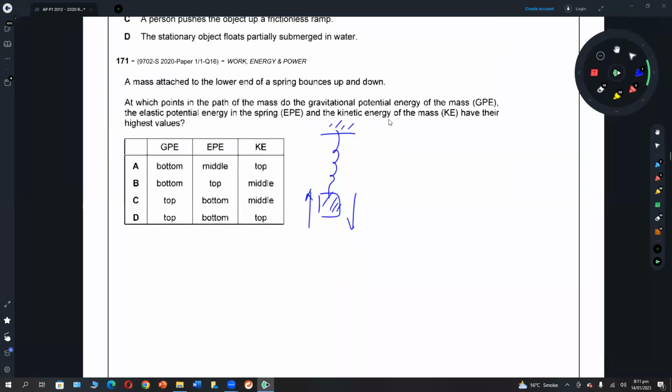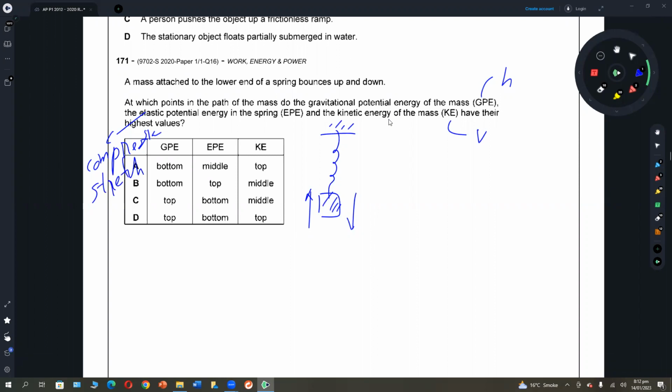Now we need question number 171. At which point in the path of the mass do the gravitational potential energy of the mass, the elastic potential energy in the spring and the kinetic energy of the mass have their highest value? Now, remember that potential energy depends upon height, kinetic energy depends upon velocity, and elastic potential energy, we haven't discussed it yet, but it depends upon either compression or stretch. It depends upon any one of these two.